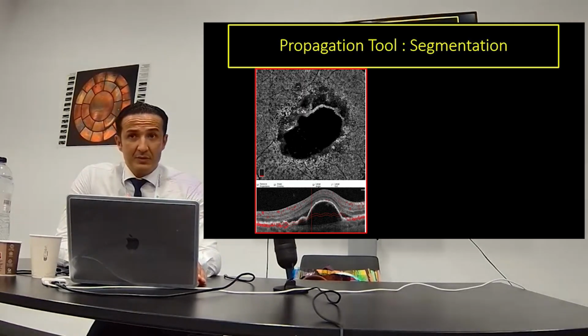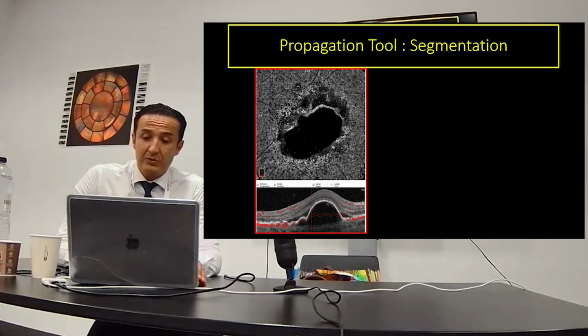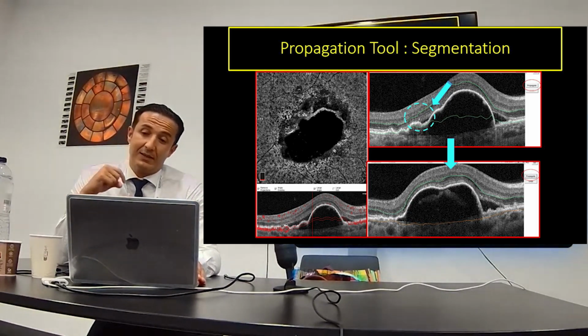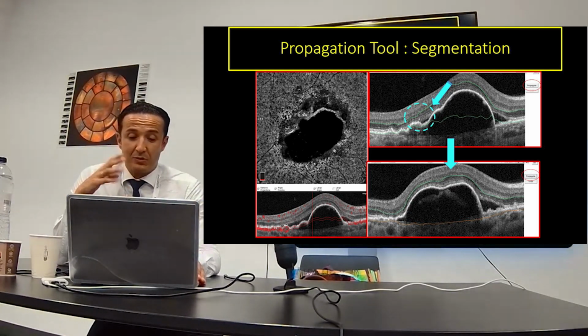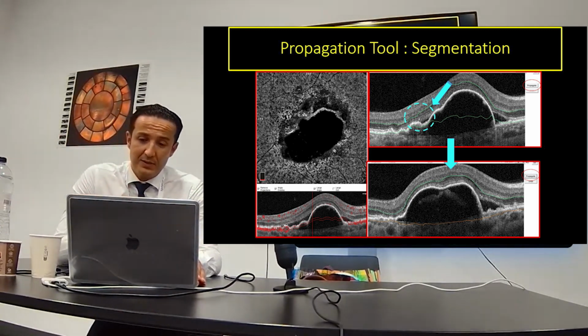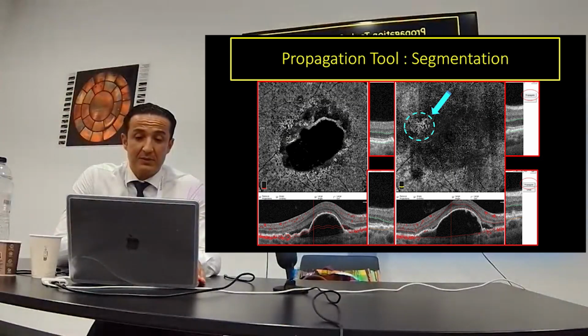The segmentation in the Solix platform is really also improved, and you can correct the segmentation with a propagation tool. You can correct just one line, and you propagate the correction over the whole cube. And look here in this case of vascular PED, after that we can better isolate the CNV decorrelation signal.